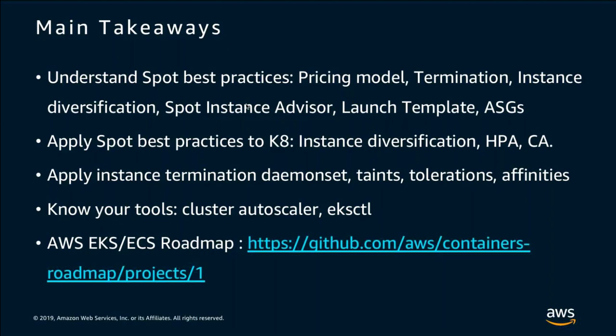Now, if we move to how these best practices apply to Kubernetes and EKS, you've seen how to apply instance diversification in the cluster autoscaler configuration and in the way that you acquire capacity. You've seen how to scale with horizontal pod autoscaler rules and how to scale the capacity as well with the cluster autoscaler. You've already seen how to implement a Daemonset to take care of the termination signal and how to apply Taints, tolerations, and affinities to define what is the risk appetite for your application and which part of your cluster is suitable for different type of workloads, including the Spot.